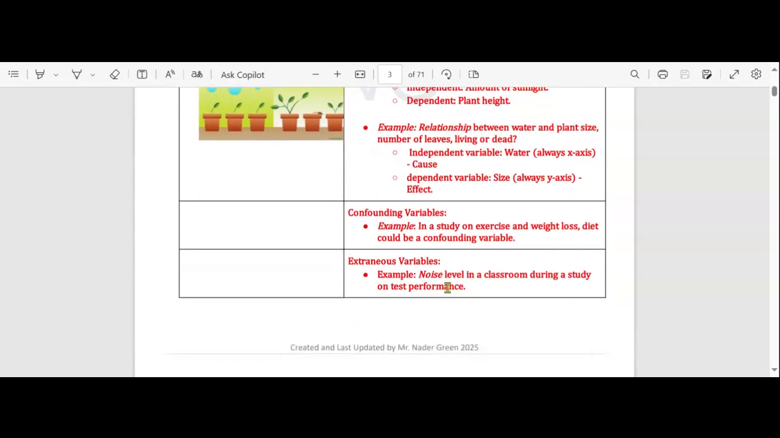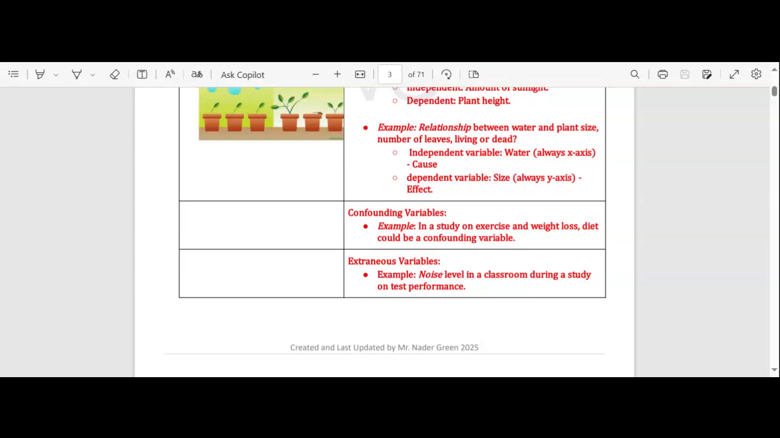Another example here is the relationship between water and plant size, number of leaves, living or dead. So which one is the independent variable here? Water. Water, very good. And that will be on the x-axis or the y-axis? The x-axis. That's the cause. And the dependent variable is what? The size of the plants, or the number of leaves, or whether it's living or dead. Okay, that's the effect.